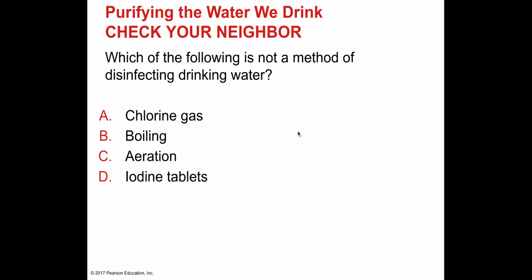Okay. Which of the following is not a method of disinfecting water? So we know that boiling is a method of disinfecting water. We know that chlorine gas is a method of disinfecting water. But aeration is not a method of disinfecting water. Okay.